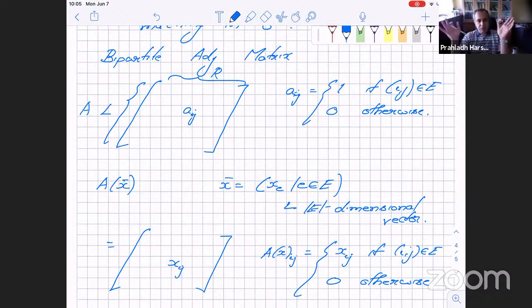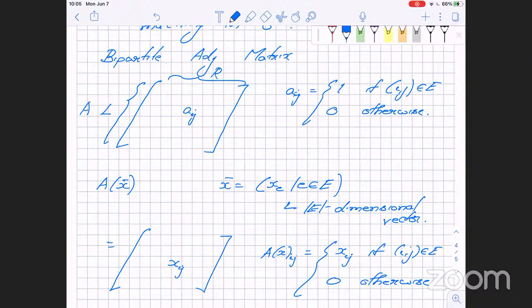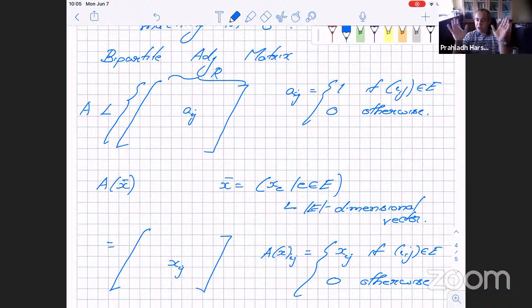Is the matrix clear to you? Not quite. Can you repeat? So is the original bipartite adjacency matrix clear? Yes. So you take that bipartite adjacency matrix, it has a bunch of zeros and ones. Now every one, you replace it with a completely new variable. There are as many variables as the number of ones in this matrix. How many ones are there? The number of ones is exactly the number of edges.